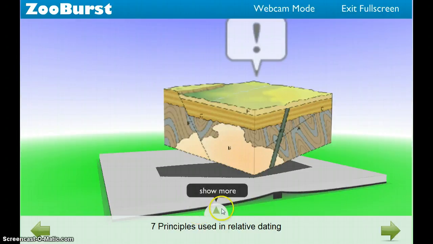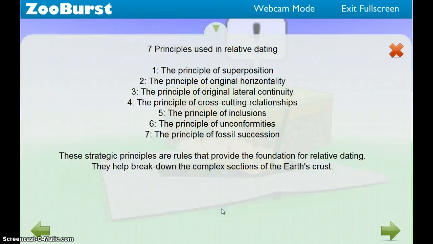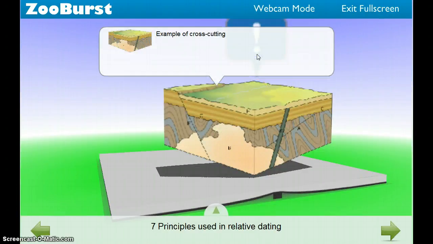Okay, the 7 principles used in relative dating are the principle of superposition, the principle of original horizontality, the principle of original lateral continuity, the principle of cross-cutting relationships, the principle of intrusion, the principle of unconformities, and the principle of fossil succession. Okay, so basically these principles are rules that provide the foundation for relative dating. They help break down the complex sections of the Earth's crust. They're just principles that tell you what happened in relative dating. And this picture here is an example of cross-cutting, as you can see here.